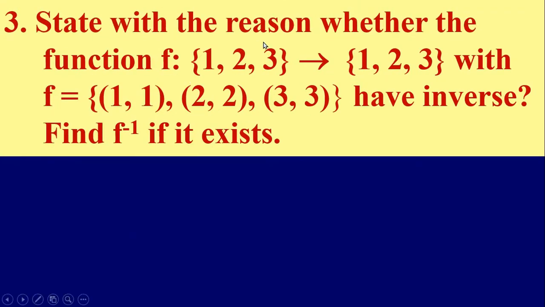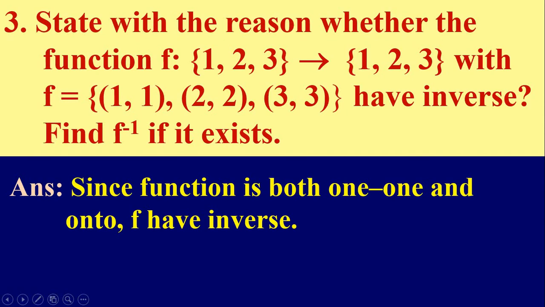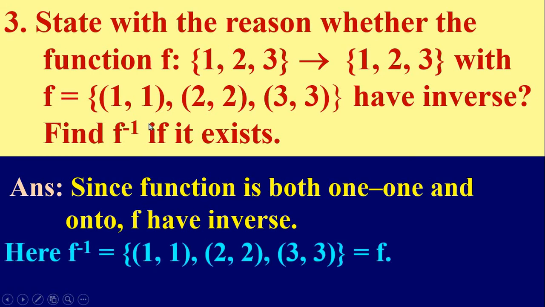Next problem, state with the reason whether the function f from {1, 2, 3} to {1, 2, 3} with f equal to {(1, 1), (2, 3), (3, 2)} has inverse. Find f inverse if it exists. Now here also the function is from {1, 2, 3} to {1, 2, 3}. We have to verify whether f has inverse. If it is invertible, then you have to find f inverse. Now here different elements have different images, so therefore this is 1-1 and all the elements of codomain are images here, so therefore it is onto. So since the function is both 1-1 and onto, f has inverse and f inverse is given by (1, 1), (2, 2), (3, 3) only.